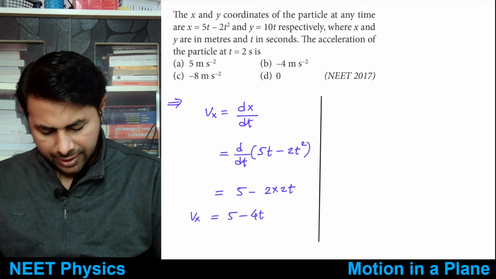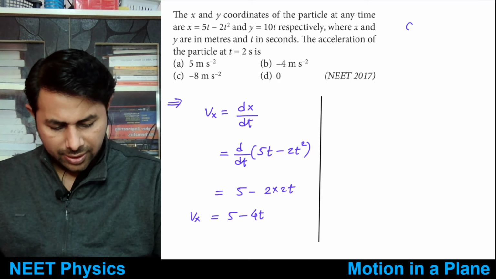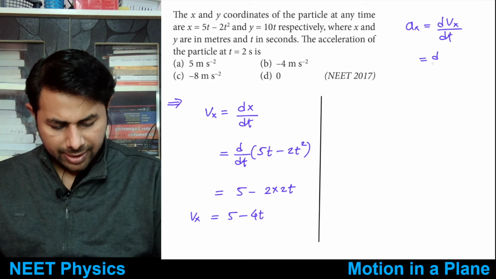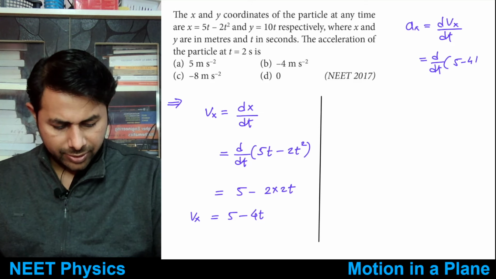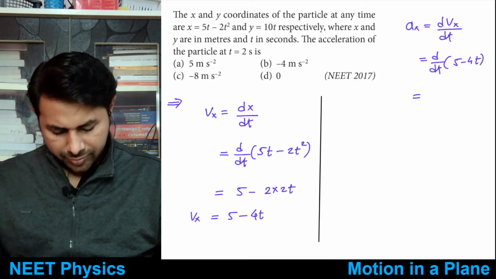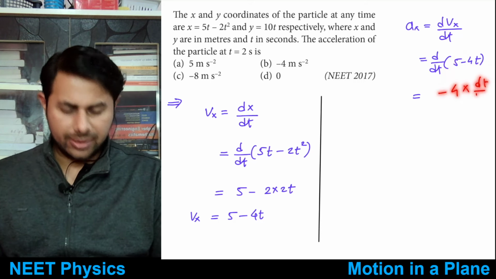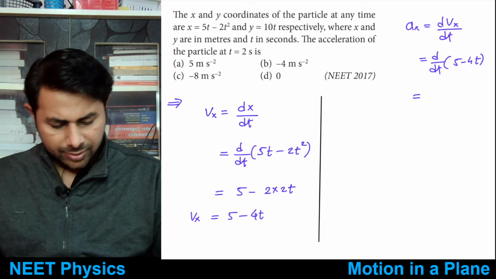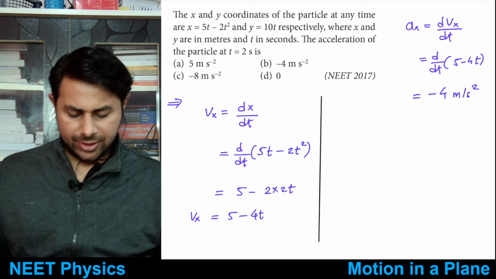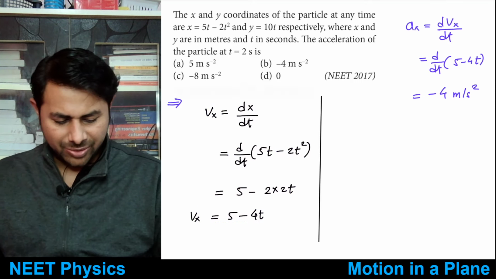What is the acceleration in x direction? Let's call it ax. Ax is equal to dvx by dt, and that is just equal to d by dt of 5 minus 4t. Take its derivative. The derivative of 5 is 0, and minus 4 you can take outside, so minus 4 multiplied by dt by dt, which is 1. So that is minus 4 meter per second square, but this is just the acceleration in x direction, and we want to find out the total acceleration.